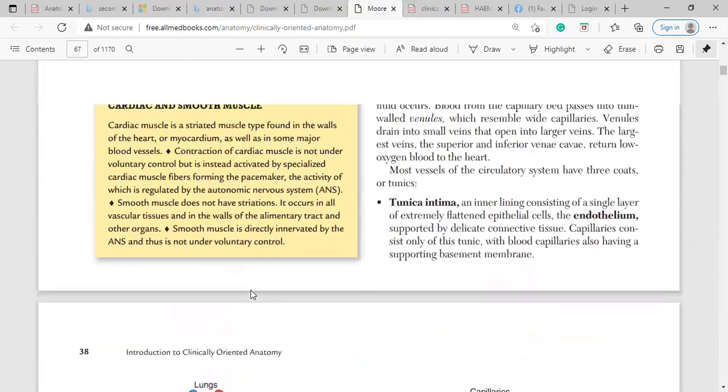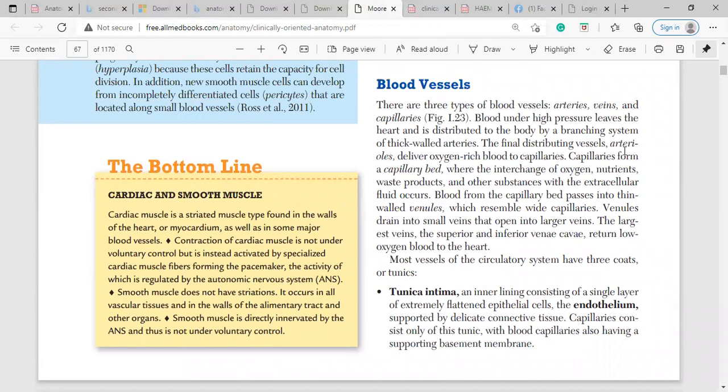Then, let's go back. Now, once these arterioles get to capillaries, they form what we call capillary beds, where there is exchange of oxygen, nutrients, waste products, and other substances with the extracellular fluid. So these arterioles come together with the venules, which you'll see later when we talk about veins, and they form capillary beds. So these capillary beds are where exchange of nutrients, oxygen and waste products takes place.